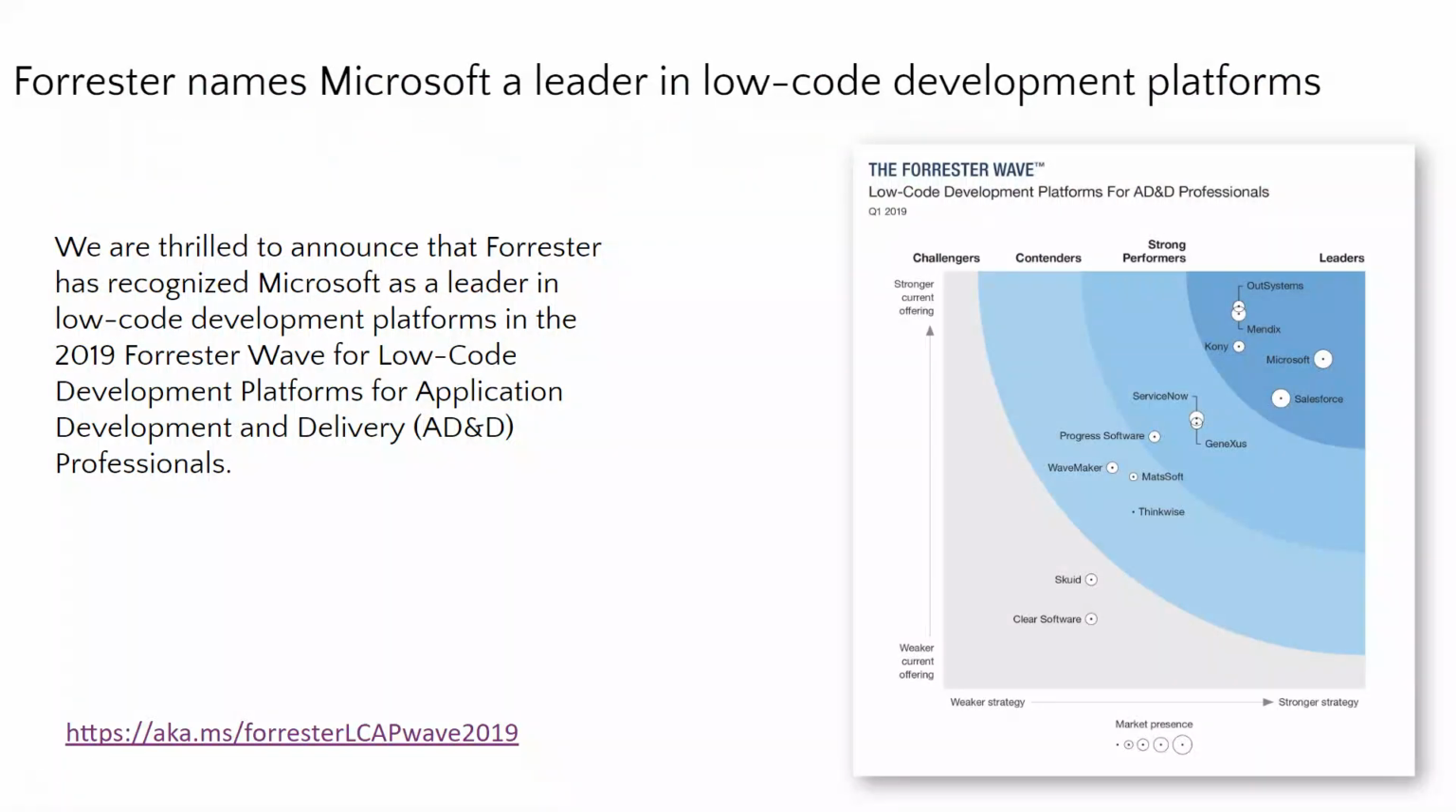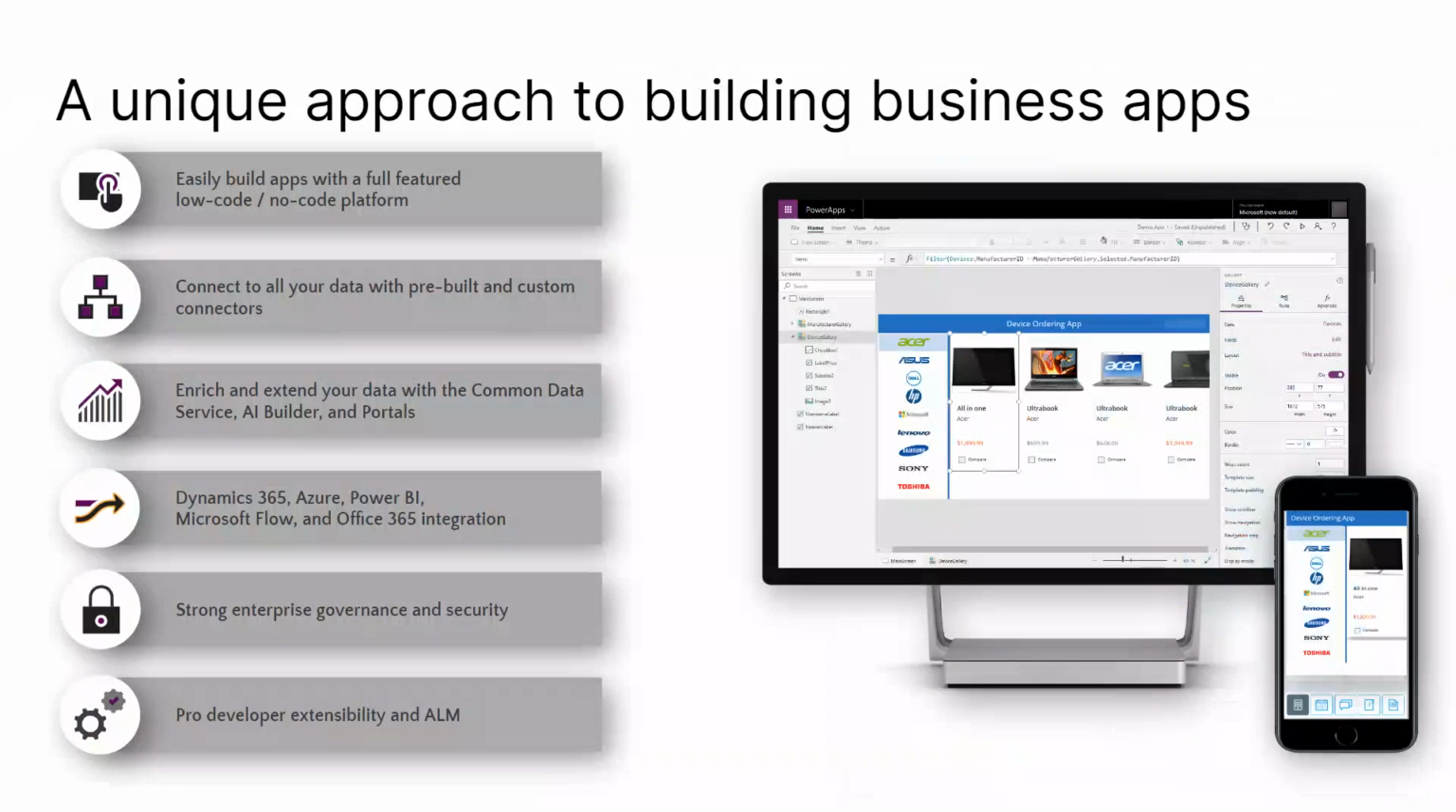So Forrester has named Microsoft as a leader in low code development in 2019. So there are different low code platforms right now at the moment, but within that space of low code app development, Power Platform has been one of the leaders, according to Forrester. So the approach to building applications is very unique. What we need to do is we just need to open the canvas.